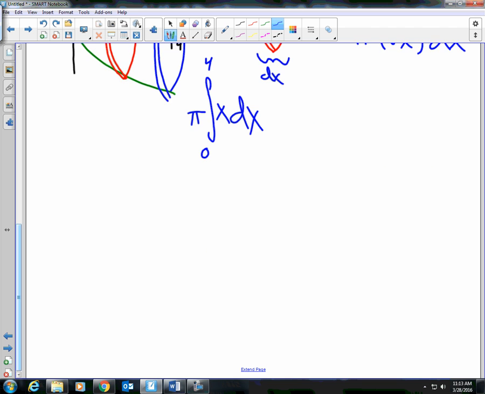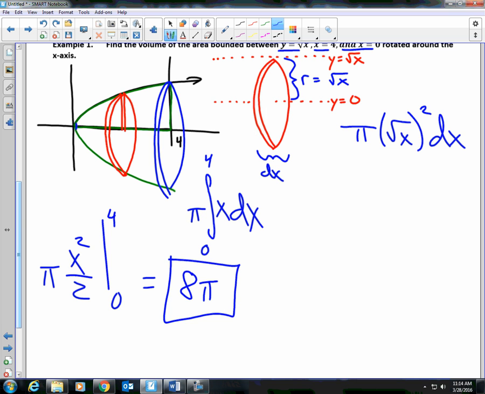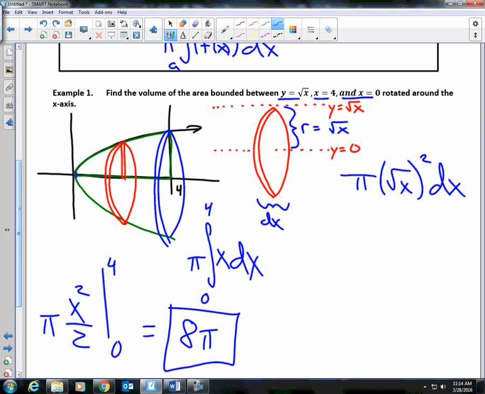I set up my integral. You can see that this integral represents the volume of this region. Extremely powerful to be able to use that. What is the antiderivative of x? Pi comes along for the ride. 4 and 0. Plug in 0, what do you get? Okay, so we just have to do 4. Plug in 4, and you get 8 pi. 8 pi is the exact volume of that region.